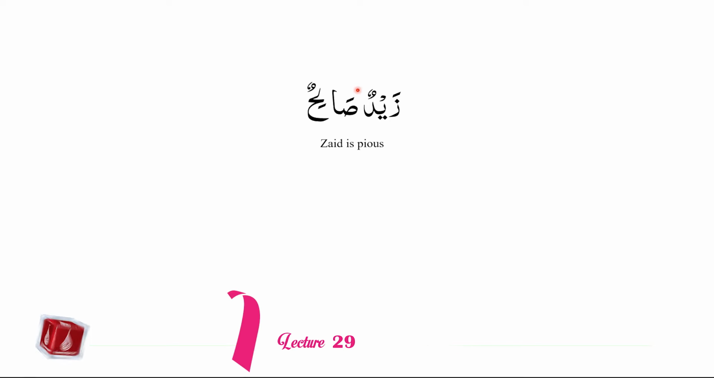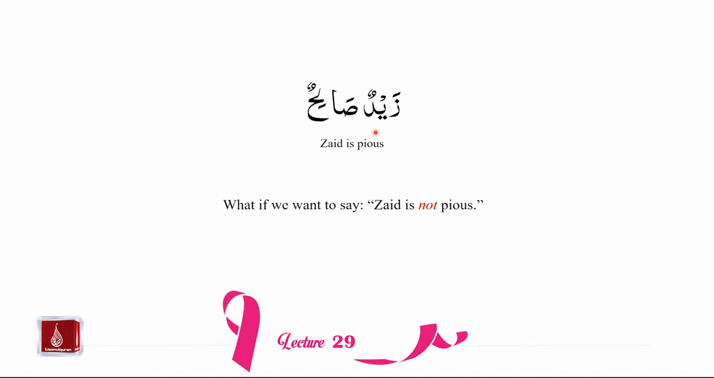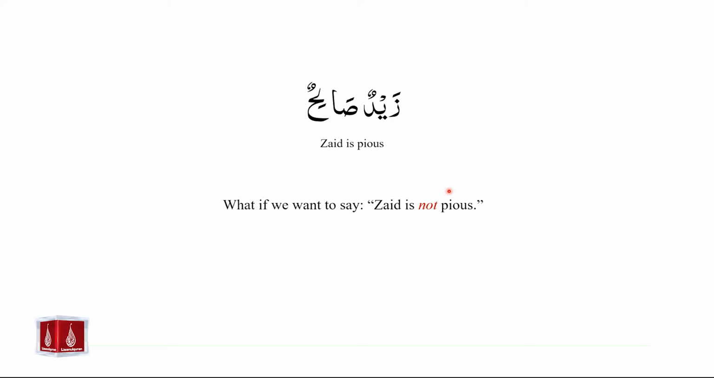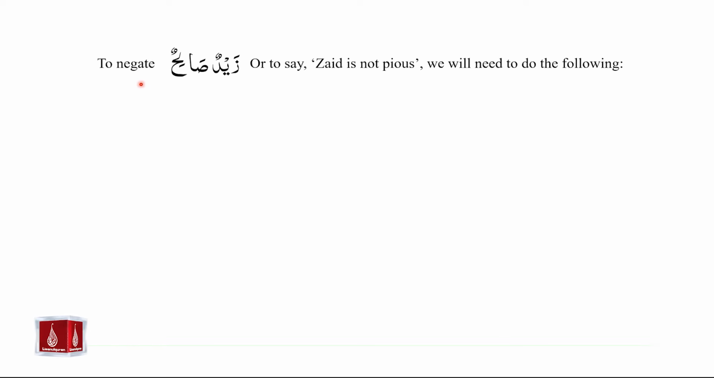Now, what if we want to say the opposite of Zaid is pious? What if we want to say Zaid is not pious? Inshallah, in this lecture, we will study how to say Zaid is not pious and create a negative Jumla Ismiya. In order to negate Zaidun Salihun, or to say Zaid is not pious, we will need to do the following. We will need to take two steps.